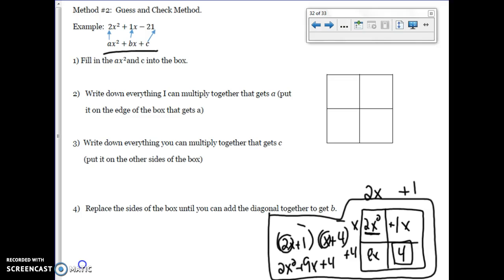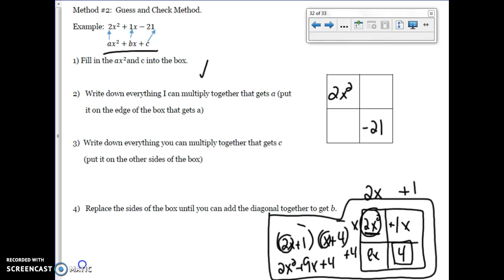So my first step is I'm going to put ax squared and c into the box. If I look at this example, ax squared is in the upper left-hand corner. So I'm going to put 2x squared in this corner right there. And then I'm going to put c in the lower right-hand corner. So I'm going to put negative 21 down here. So that's the first step.